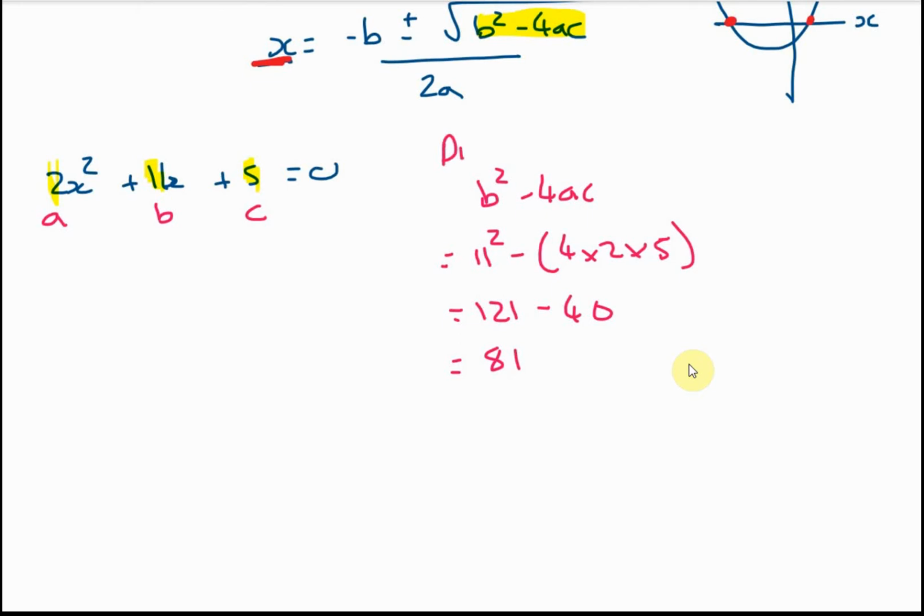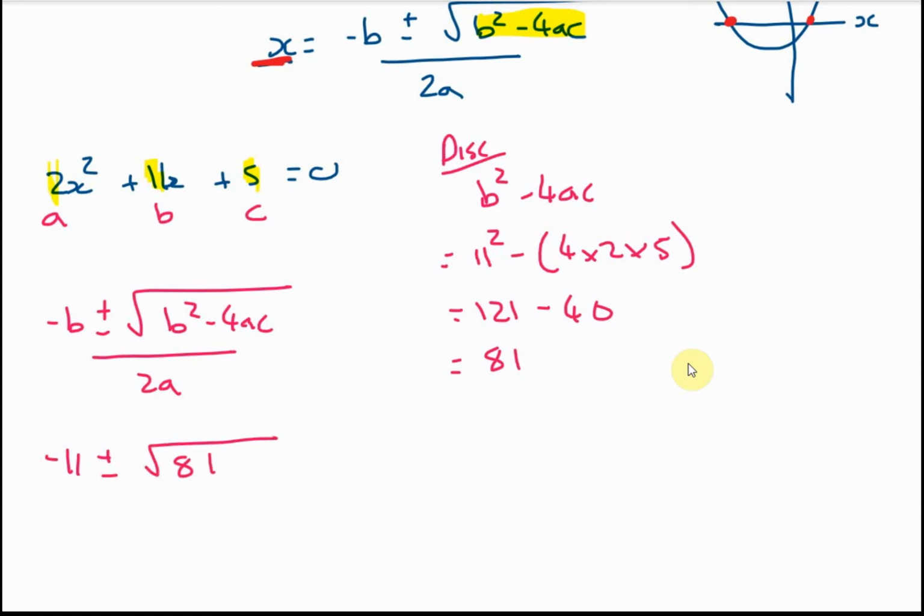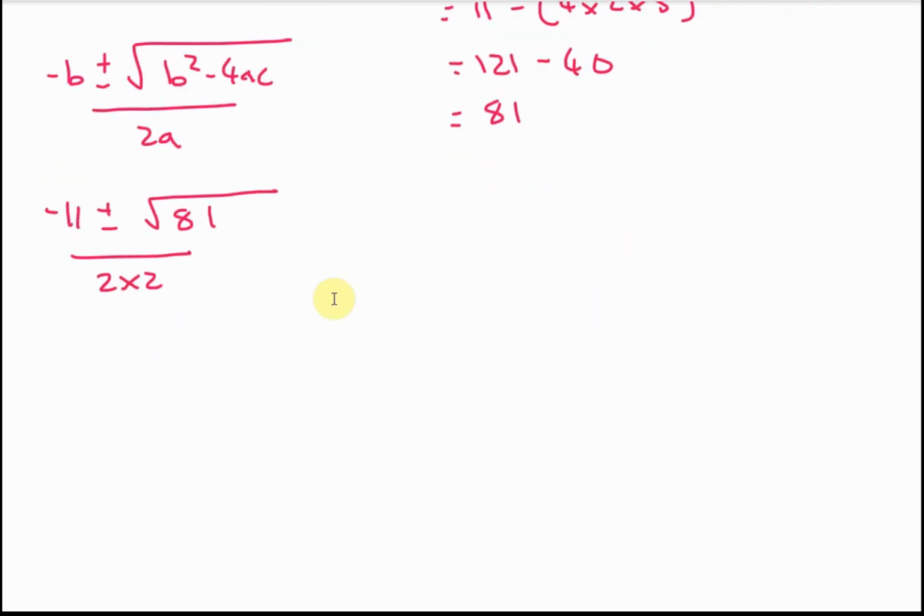Discriminant. Substitute in for the rest of it. I'm going to say minus b plus or minus the square root of b squared minus 4ac divided by 2a. So minus b is just minus 11. Excellent. And then I'm saying plus or minus the square root of the discriminant, which is 81, divided by 2 times a, so that's 2 times 2. I'm just going to write 2 times 2 because people always forget this 2 times a, I always forget that. And then on the next line, we're going to diverge a little bit.